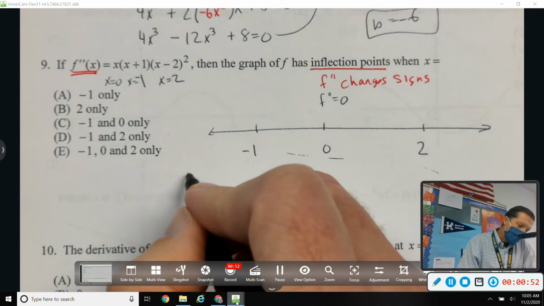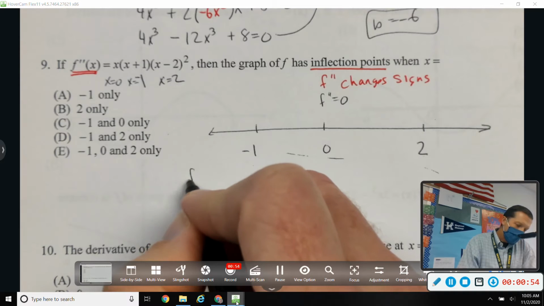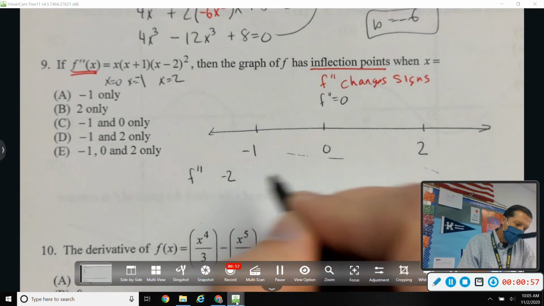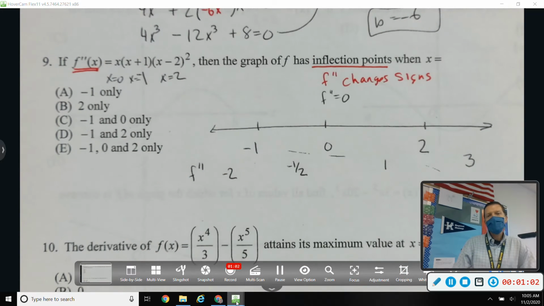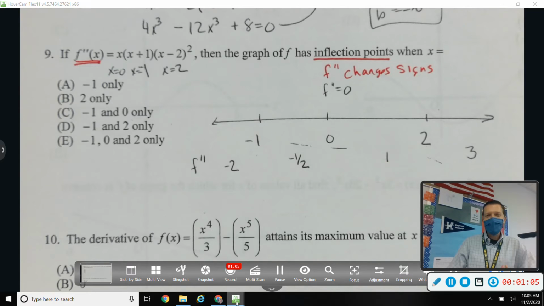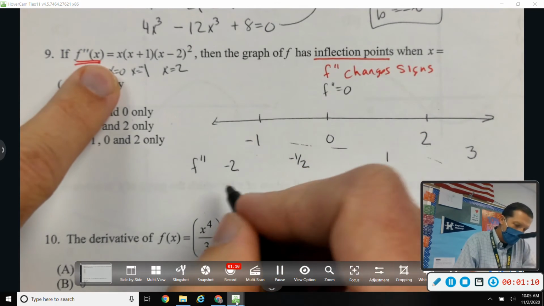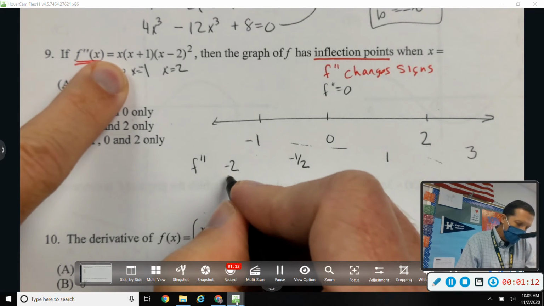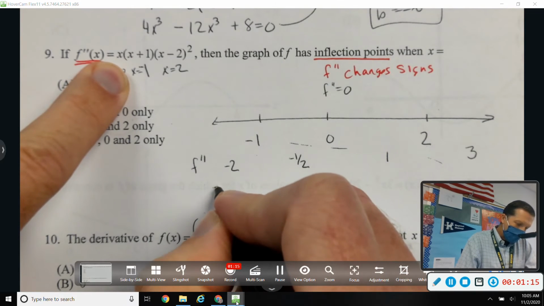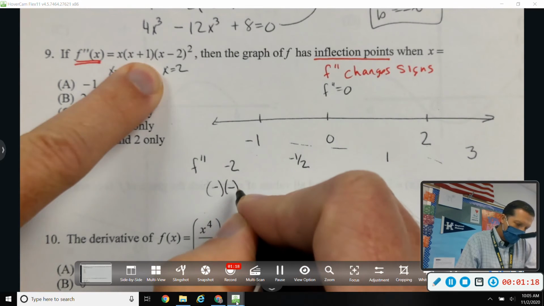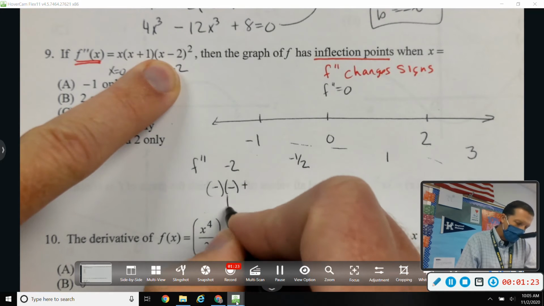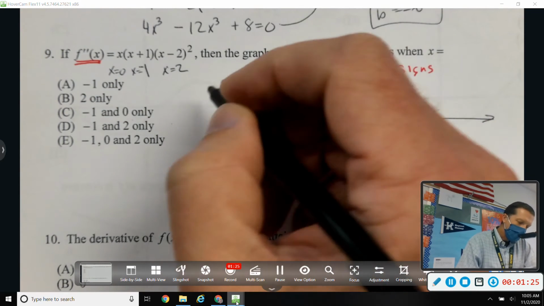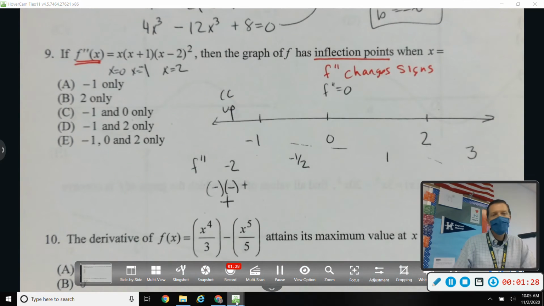So I think I would check some values into the second derivative: -2, -1/2, 1, and 3. And 1/2 looks ugly, but again, I only care about positives and negatives, so this won't be too bad. So plugging in -2, that would be negative times negative, and then -4 squared is positive. So that's positive. So we're concave up on the first interval.